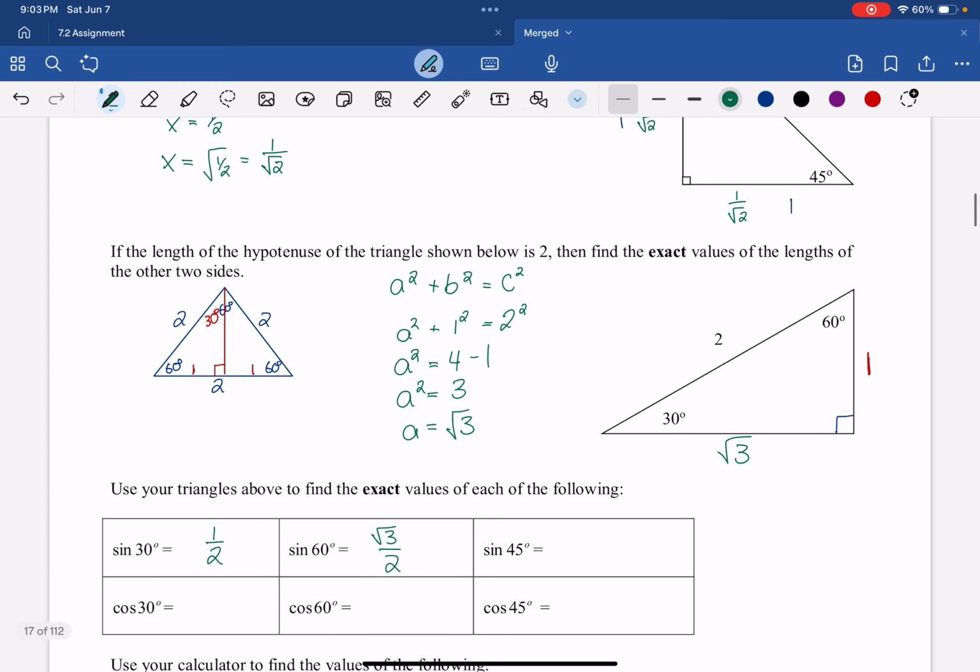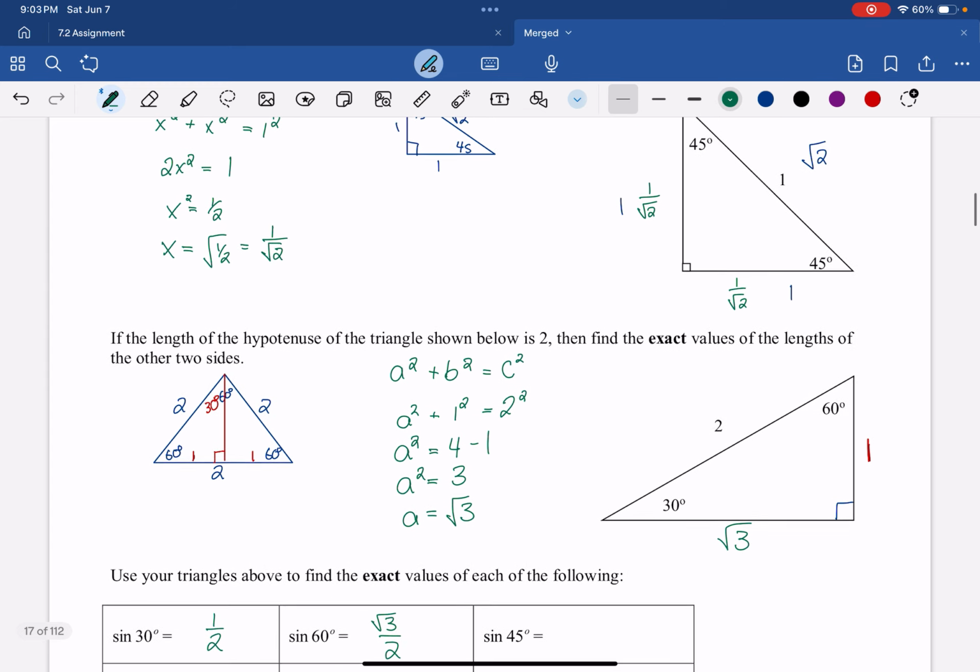And then if I'm looking at 45, I have to go to this triangle up here. Sine of 45 degrees, it doesn't matter which 45 we're going from. I'm going to use 1 over root 2.